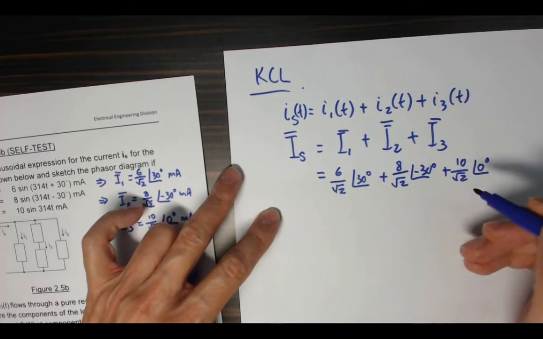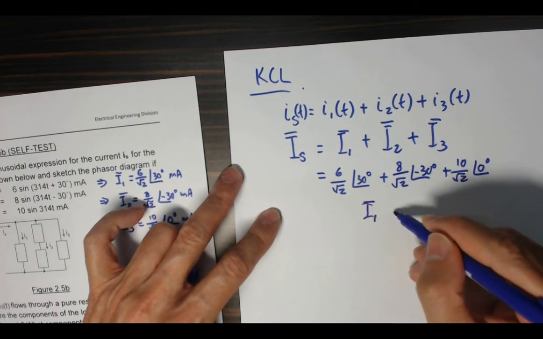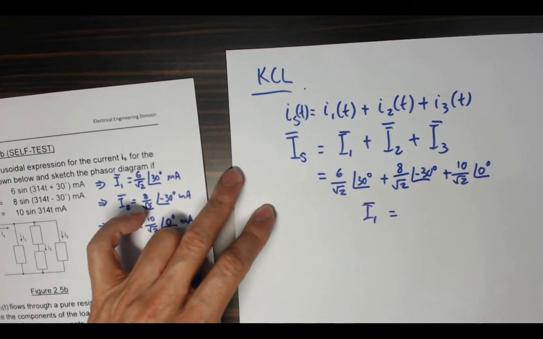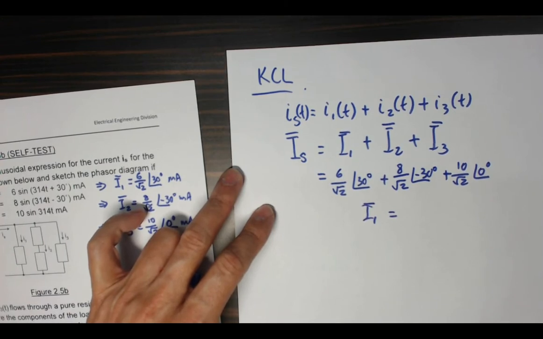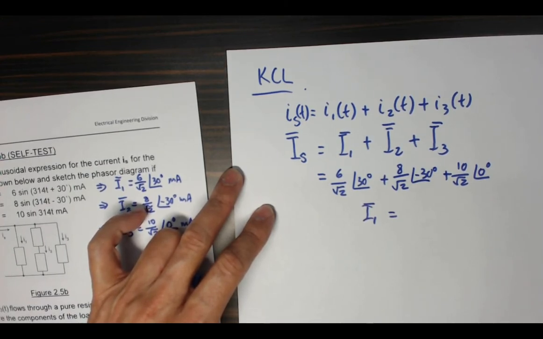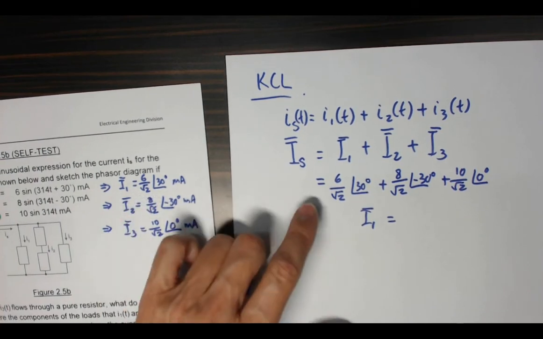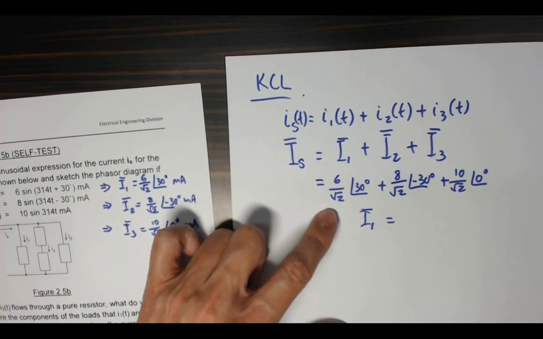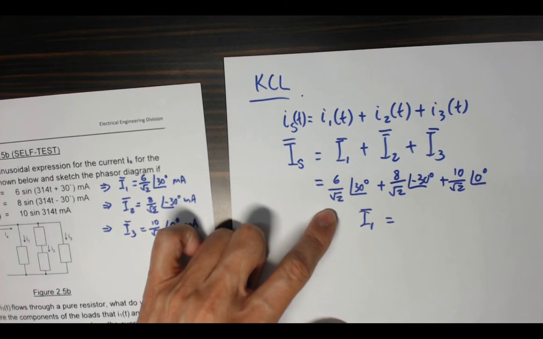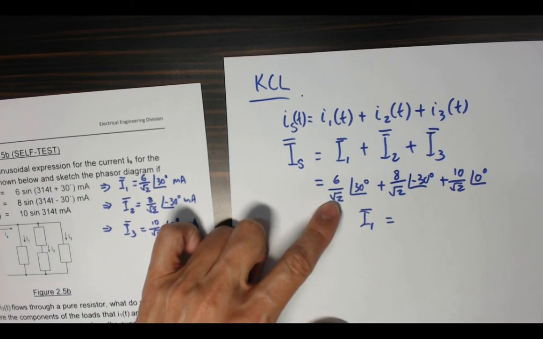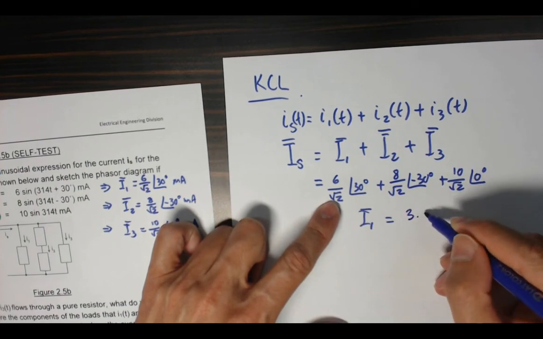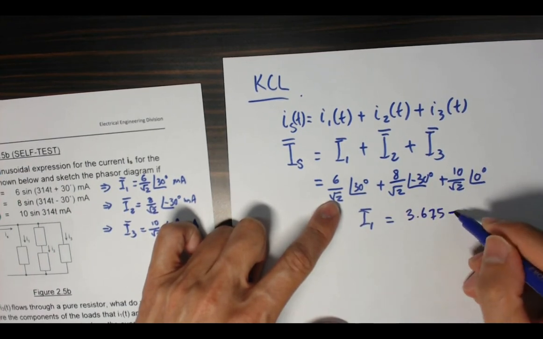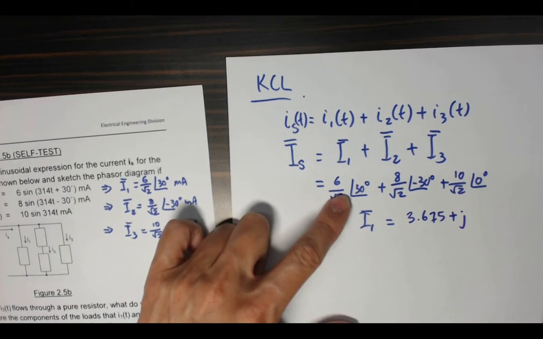So for I1, I will have 6 divided by root 2, which is 4.243. Convert it to rectangular, 4.243 at an angle of 30 degrees. I should get 3.675 plus j 2.122.